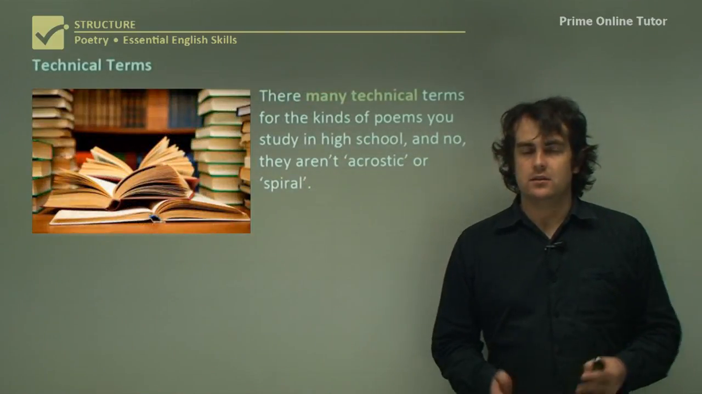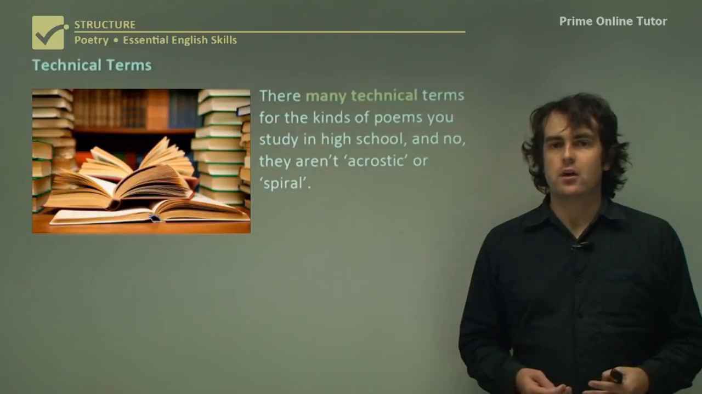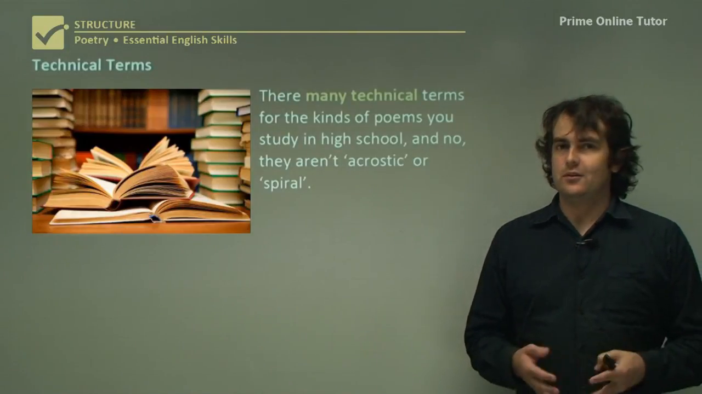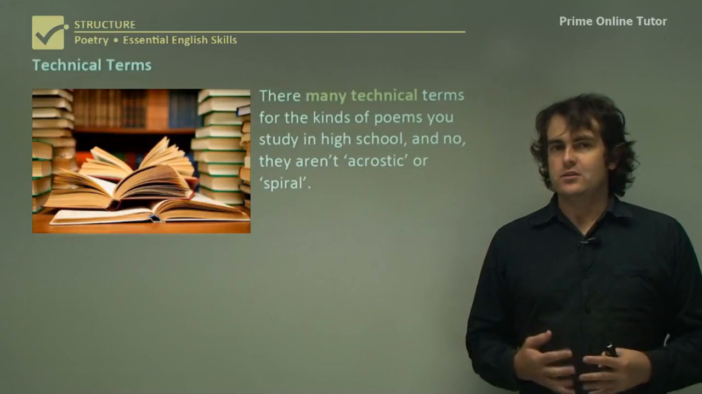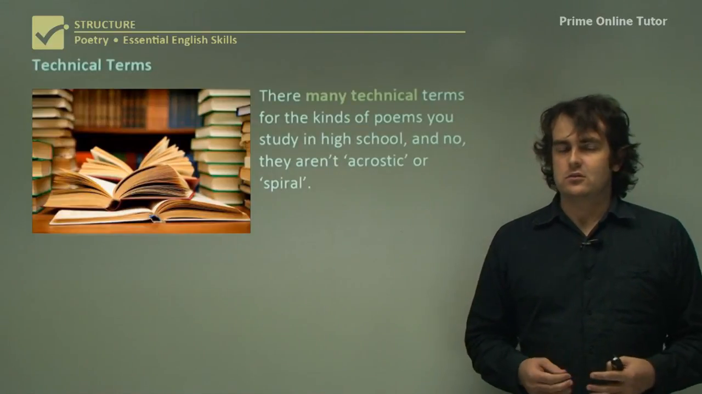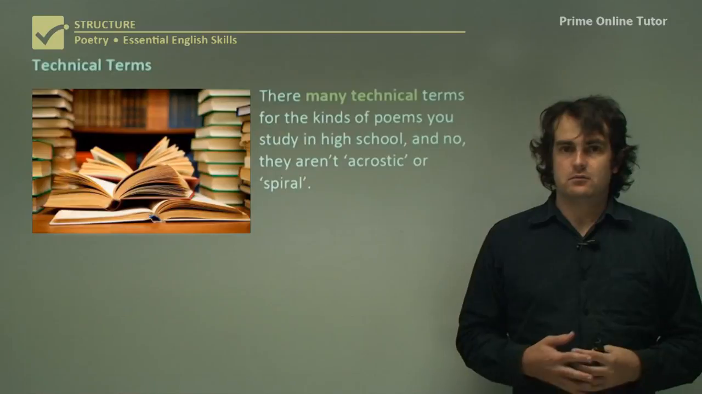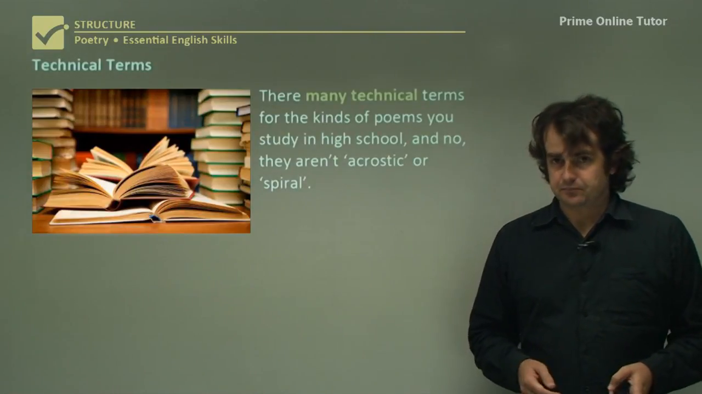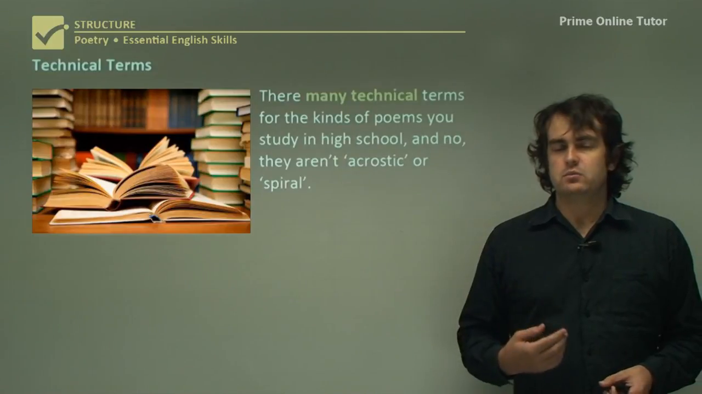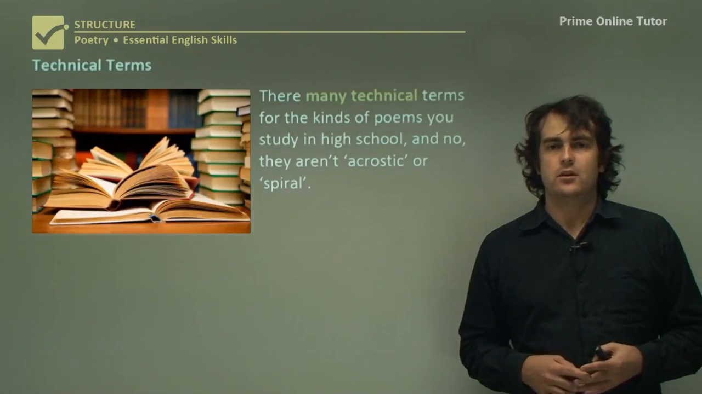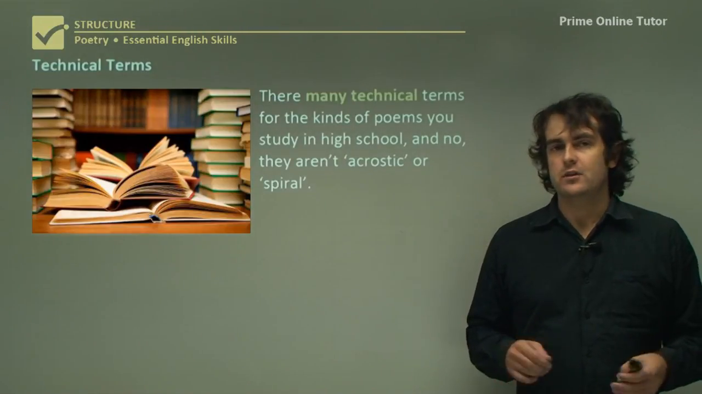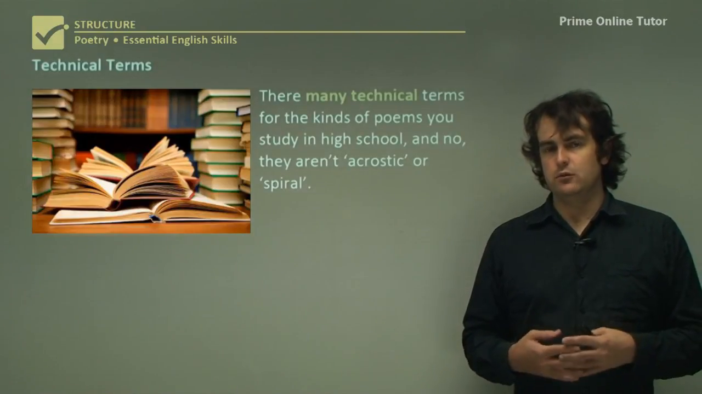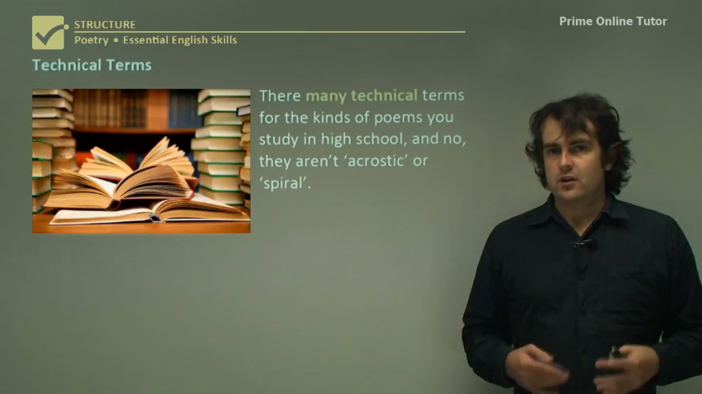The problem with that is that poetry has a lot of technical terms. There are many technical terms that poets use when they are writing their poetry. And no, they're not acrostic or spiral, so they're not the ones you did in primary school. The ones you'll often do in high school, and as you go through your senior years, you start doing harder ones, which are aimed at a more mature audience and deal with more mature and more abstract themes.